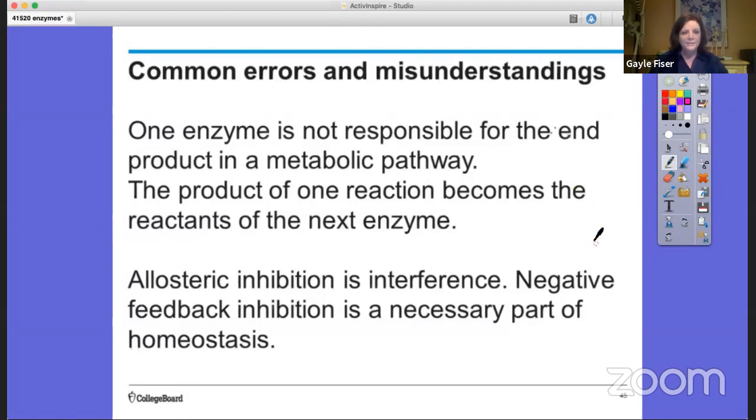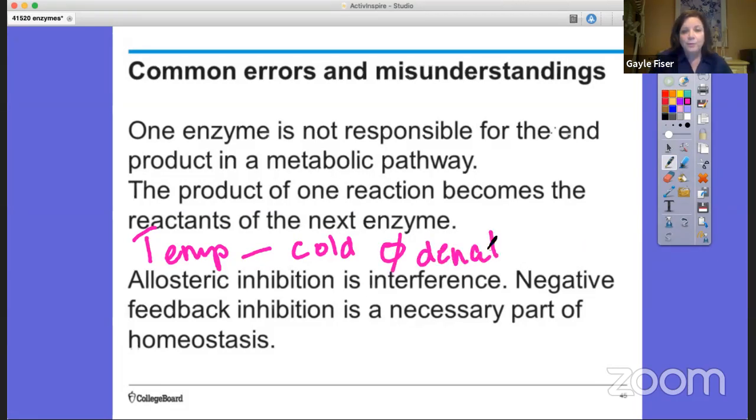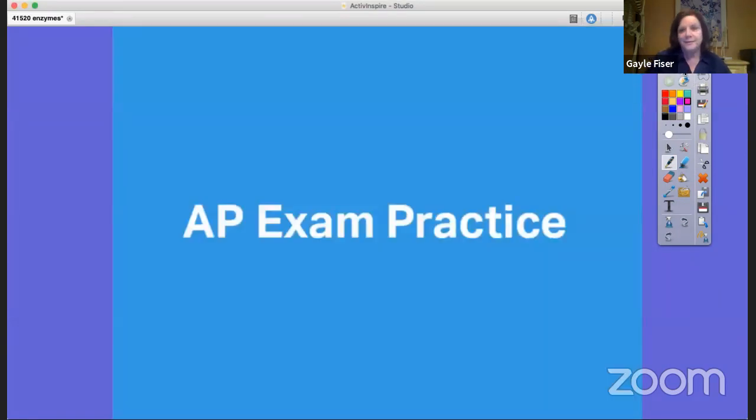And then let's see what else there was. Oh, I know what else I wanted to add. It was about temperature. So cold does not denature, okay? That's why we put enzymes in a refrigerator, to slow them down so they're not working before we need them to work in lab. It's also one of the reasons you put things in a refrigerator.